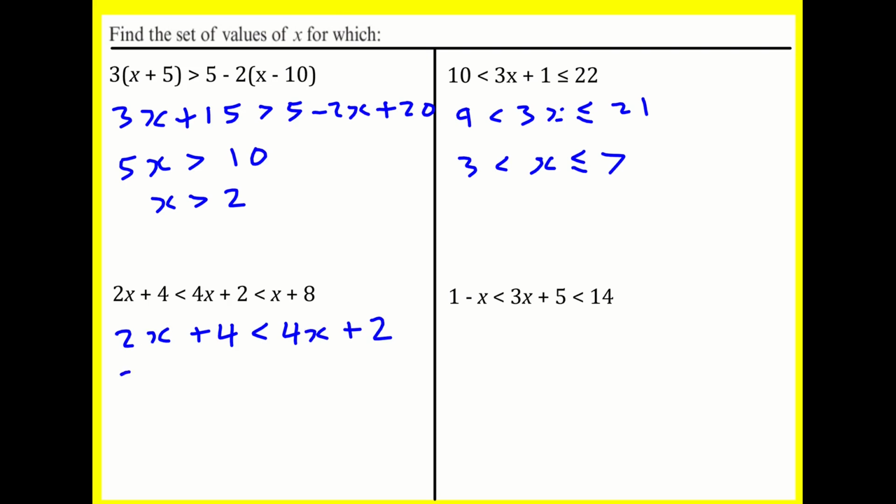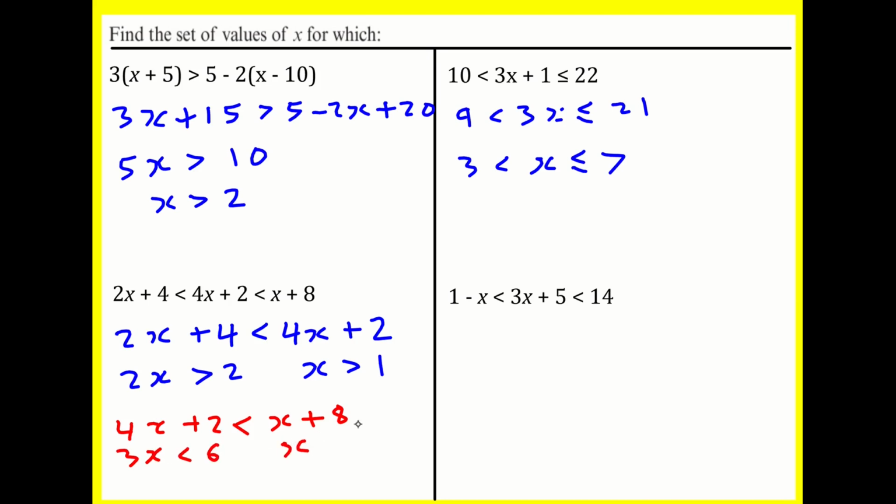So we're going to get that 2x is greater than 2, x greater than 1. Now look at the second 2. We're going to get that 3x is less than 6, so x is less than 2. And actually, overall, we can bring this together. Minus 1 is less than x, but less than 2.